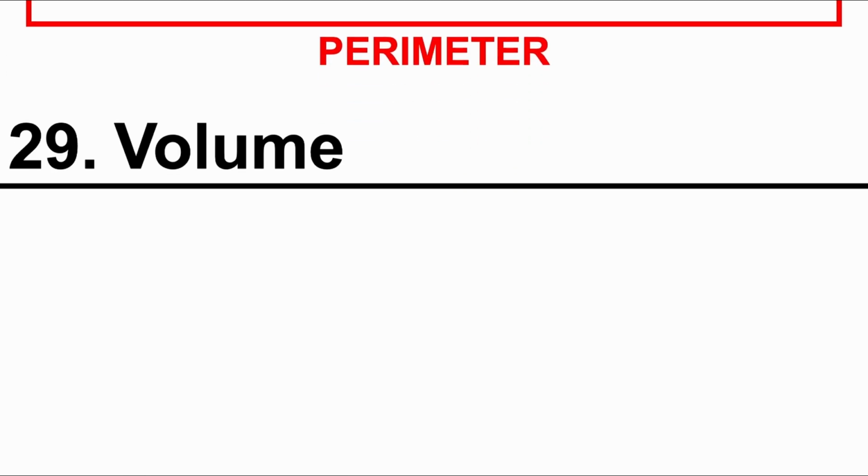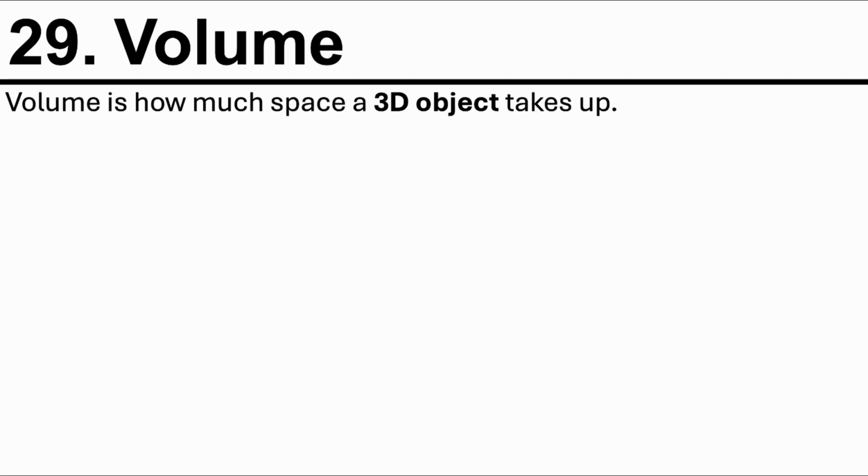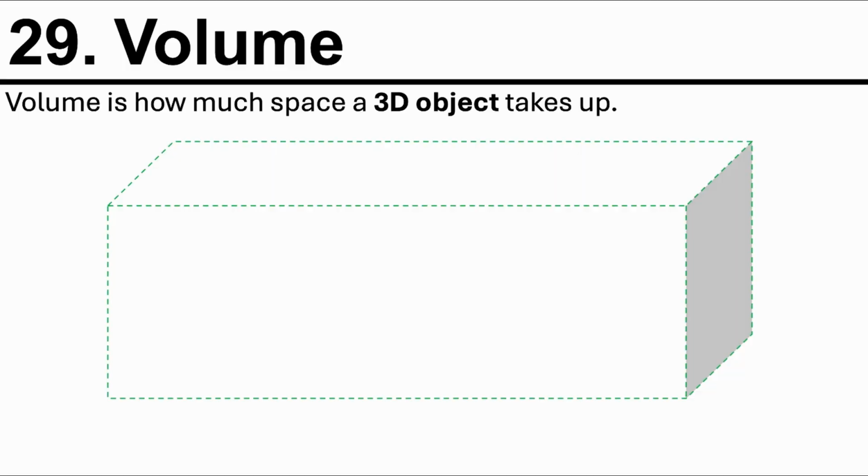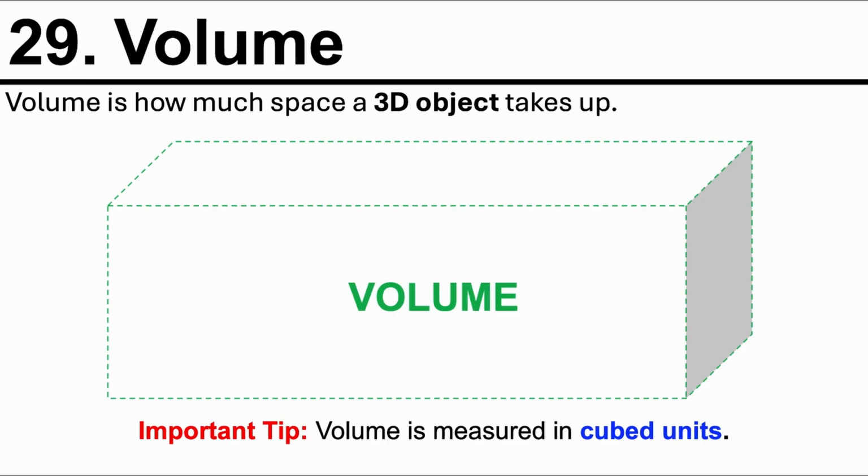The next term is volume, and we're not talking about audio here. In math, volume is how much space a 3D object takes up. So here I have a 3D prism. The area inside this box is the volume. Now, an important tip is that the volume is measured in cubed units.